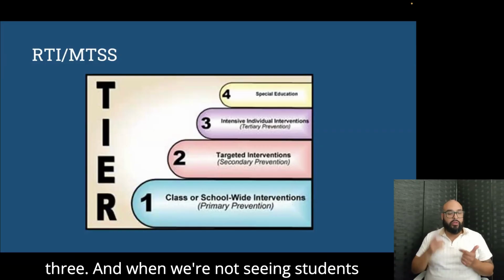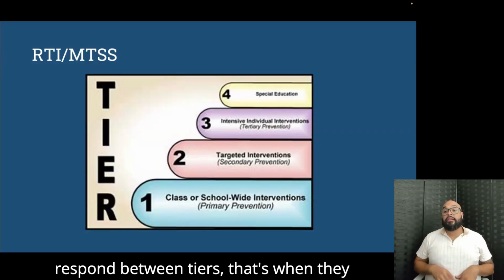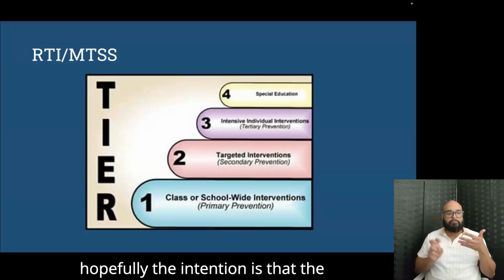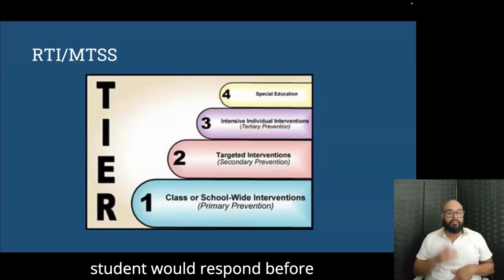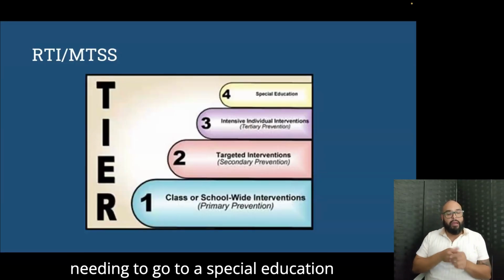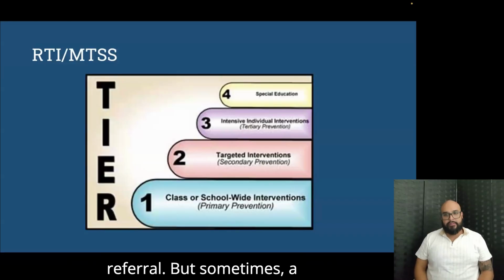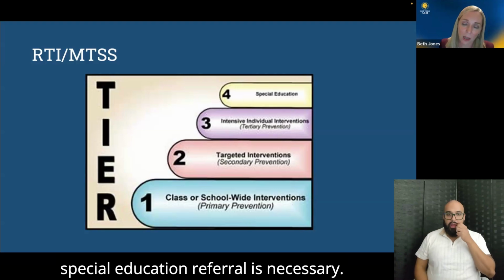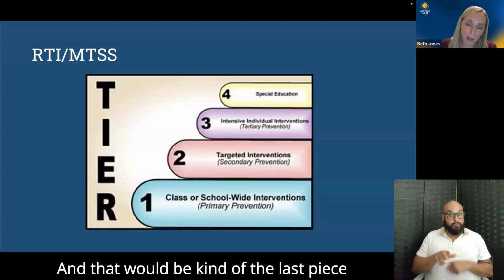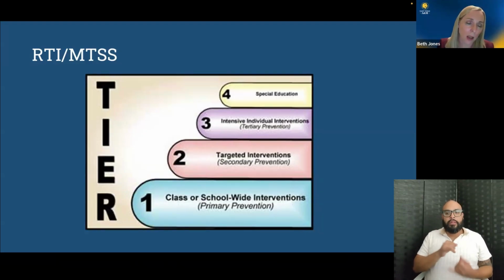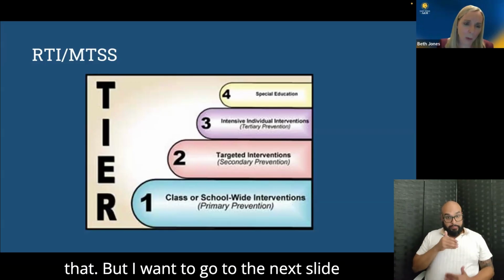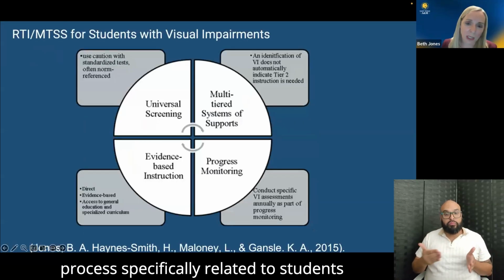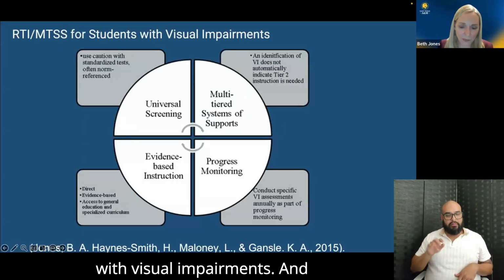And when we're not seeing students respond between tiers, that's when they move on to the next tier. And hopefully the intention is that the student would respond before needing to go to a special education referral. But sometimes a special education referral is necessary, and that would be the last piece of this RTI process. I think everybody's familiar with that, but I want to go to the next slide where I talk about RTI or the MTSS process specifically related to students with visual impairments.